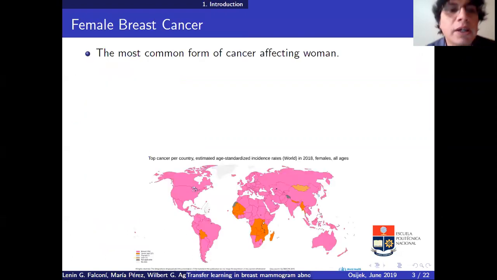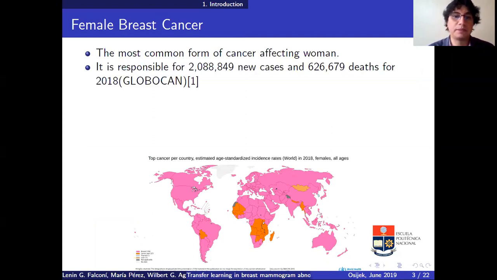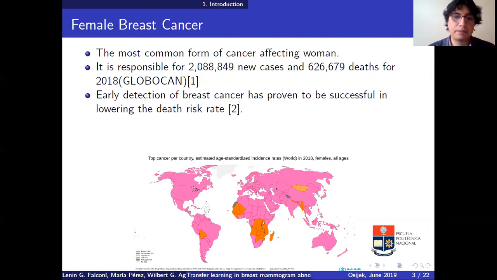Well, just a background, female breast cancer is the most common illness that women have. You can see in the picture, from GLOBOCAN, all the pink areas are areas where breast cancer has affected women. And as you can see, it is almost worldwide. Just as a matter of statistics, in 2018, 2 million new cases were reported and 600,000 deaths were due to breast cancer.